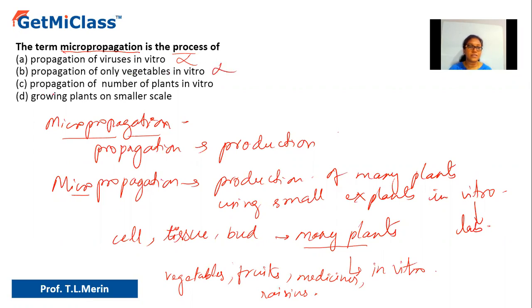Option C says propagation of number of plants in vitro. Yes, that is the absolute definition of micropropagation. So that is the correct answer.